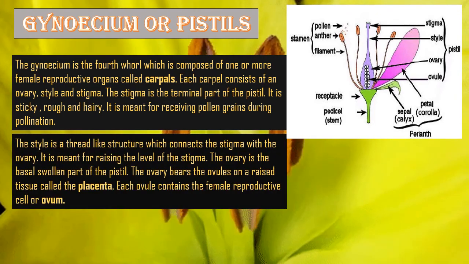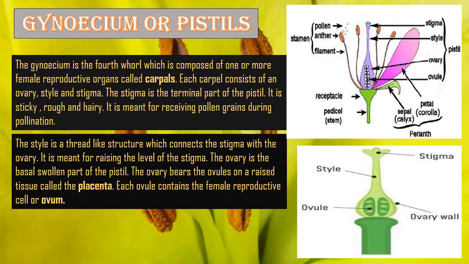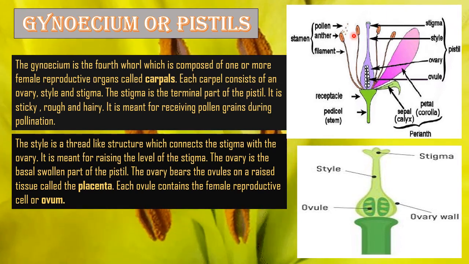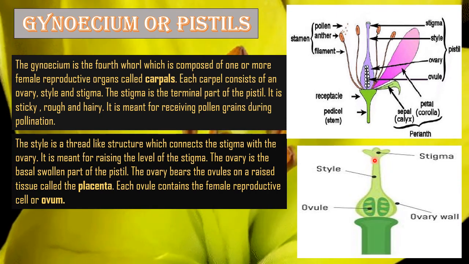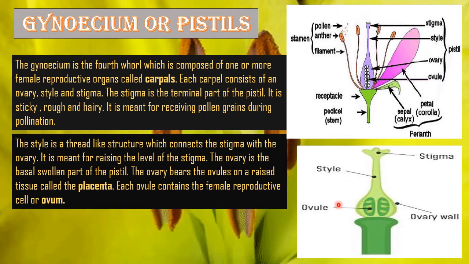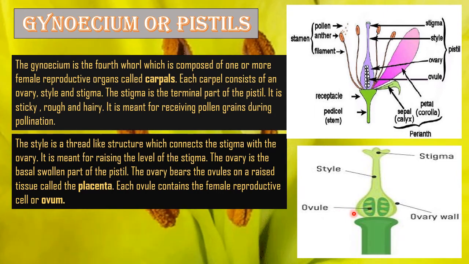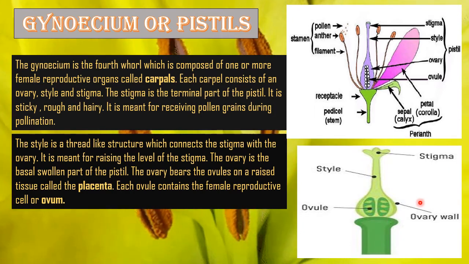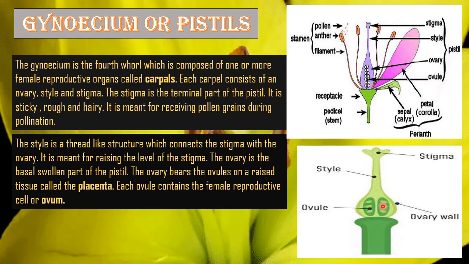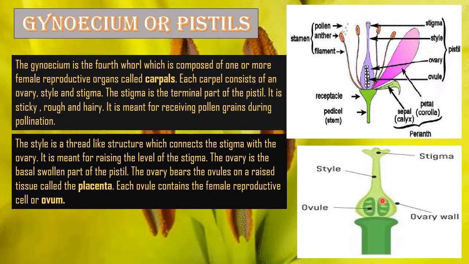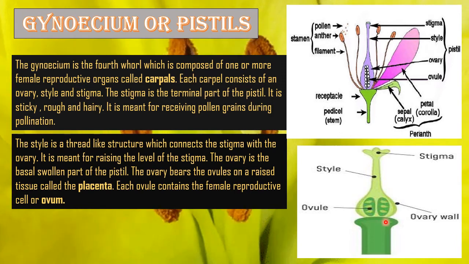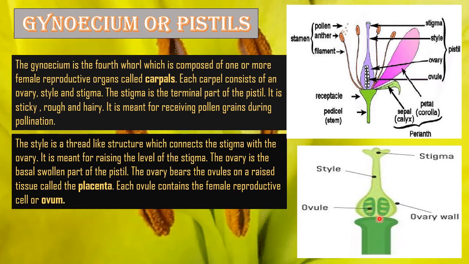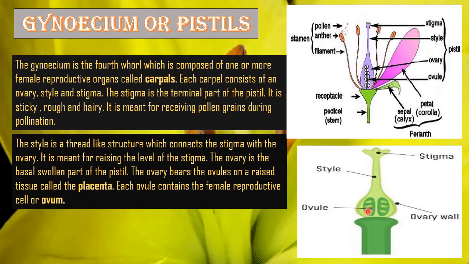Now the style. The style is a thread-like structure which connects the stigma with the ovary. Clear? This is the stigma, style and the ovary wall containing the ovule. The ovary is the basal swollen part of the pistil. The ovary bears the ovules, right? And a tissue called the placenta. Each ovule contains the female reproductive cell, that is the ovum. The ovary contains ovules and ovum, right?